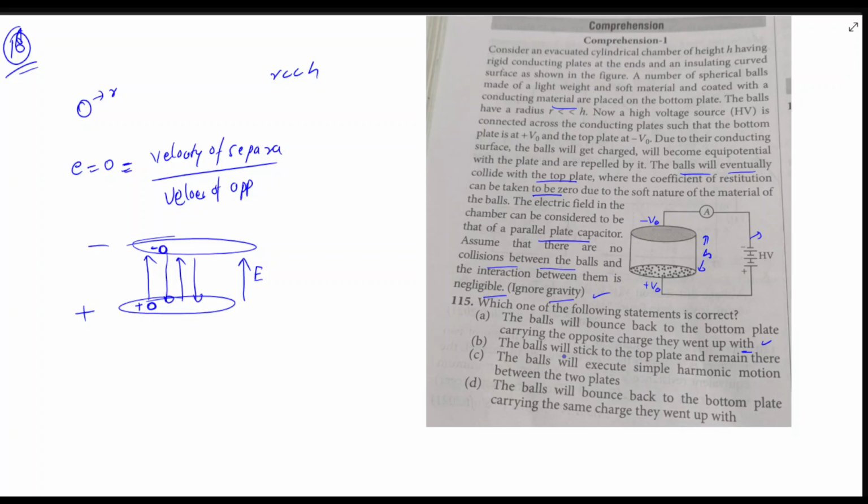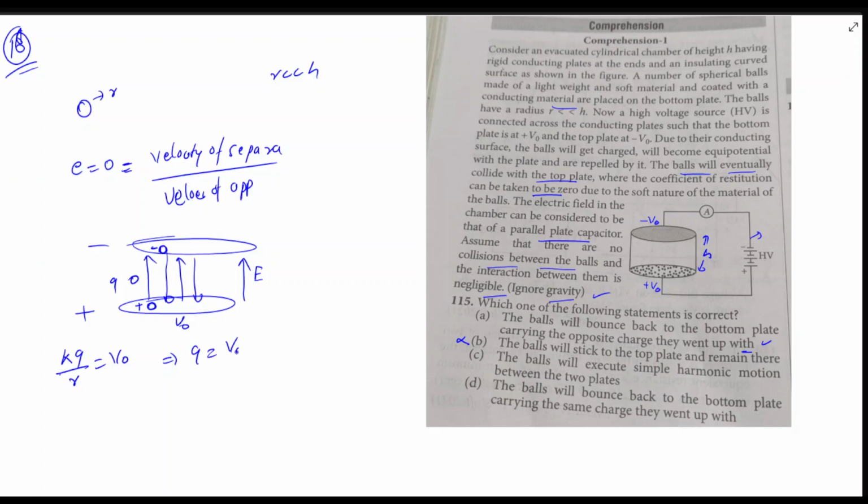Let's move on to the next point. The ball will stick to the top plate and remain there. No, it will come back. So B is wrong. The ball will execute simple harmonic motion between the two plates. So it looks like an oscillatory motion, but we have to check if it is SHM or not. Okay, so let's find. Let's say ball 1 will get Q charge. So how much Q will it be? As the balls are here at the bottom plate, they will get charged like they have the equipotential. So it's V naught. So the ball's potential, KQ by r, should be equal to V naught.